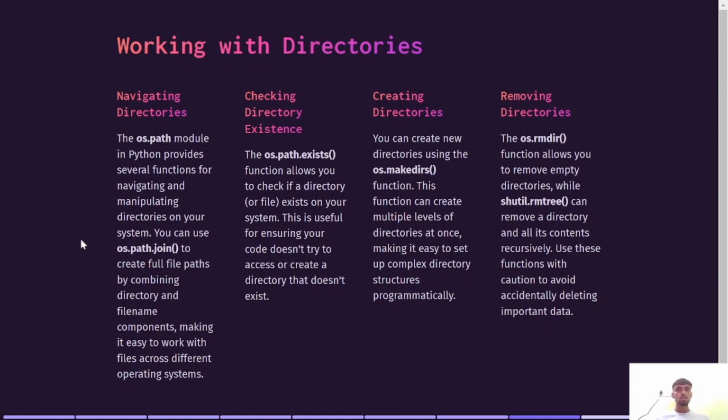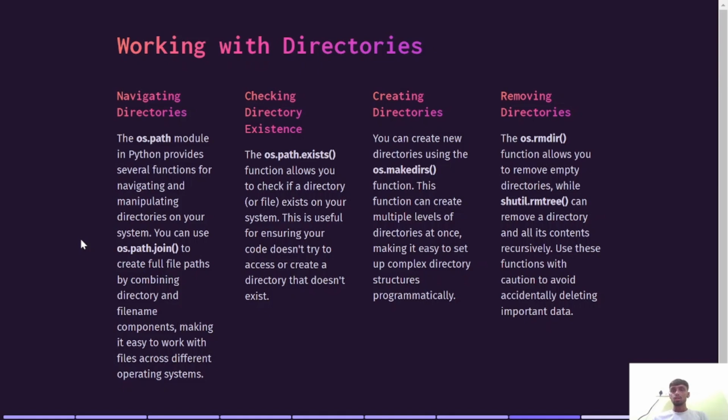And checking directory existence: the function os.path.exists allows you to check if a directory or file exists on your system. It is useful for ensuring your code does not try to access directories that do not exist. And creating directories, you can create a new directory using the makedirs function. This function creates multiple levels of directories at once, making it easy to set up a complex directory structure programmatically.